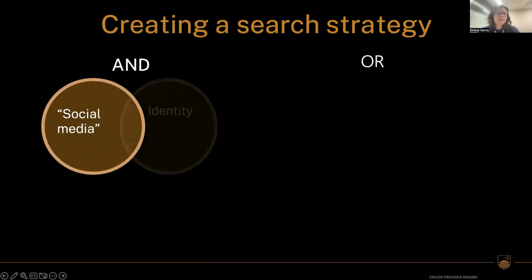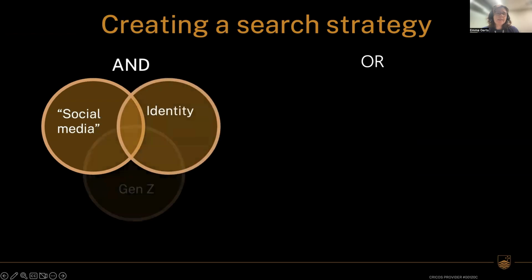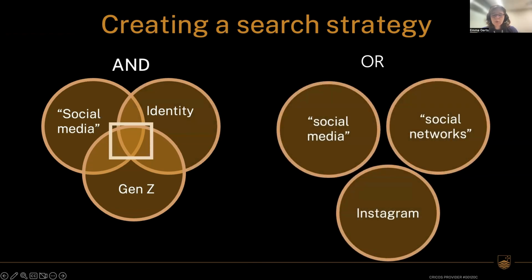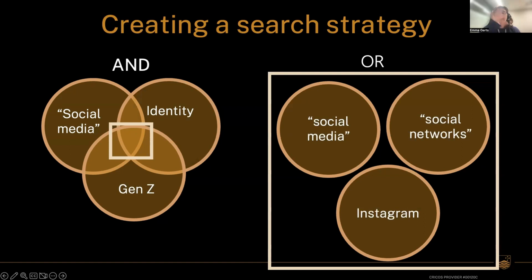So the important thing to remember is that AND creates a narrower search because it's only searching for articles that contain all of your key concepts. OR, on the other hand, makes your search broader because it searches for any of your related terms. So usually when we are constructing a search, we're using both of these operators in conjunction to make sure that we aren't missing any articles that could be relevant, but also we are knocking out anything that isn't relevant.